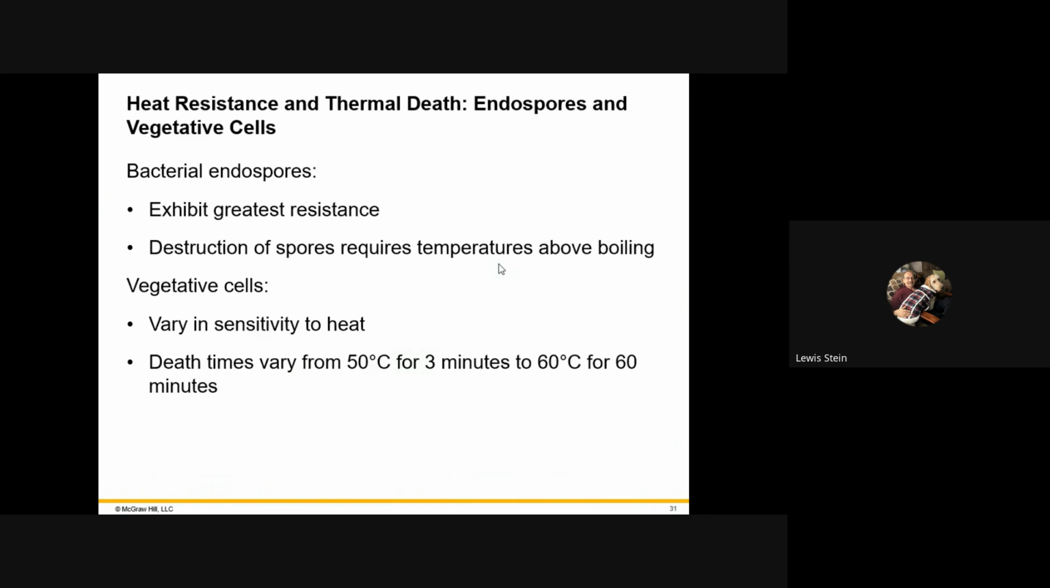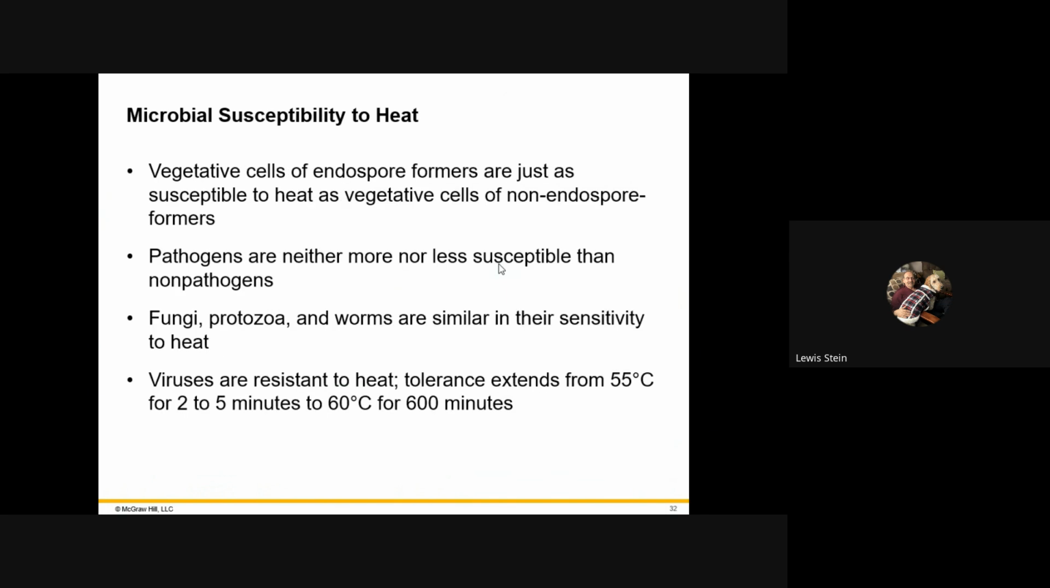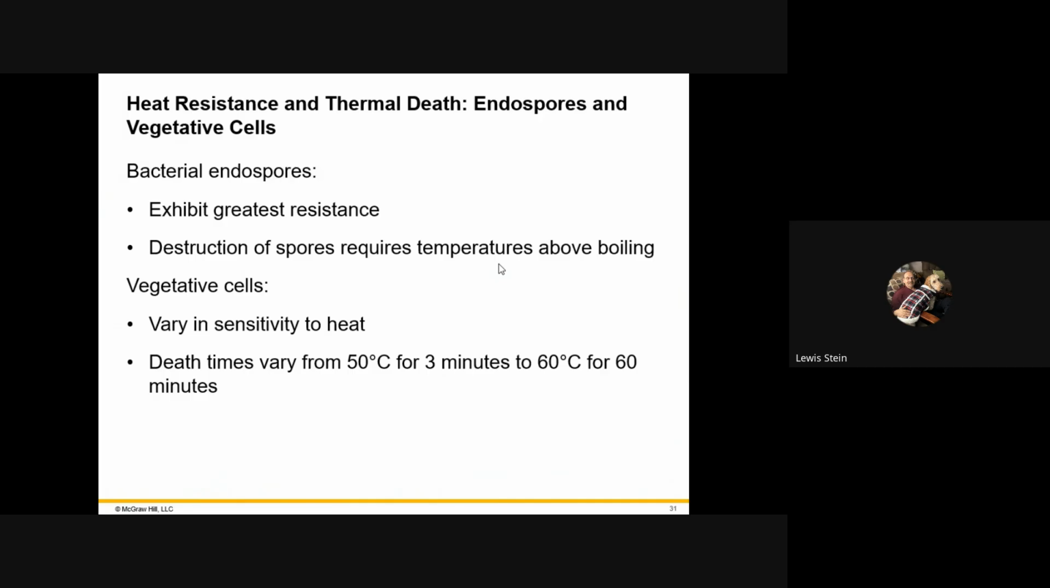And so endospores, etc. And this brings us to, I think, the last topic for the day, pasteurization. I'm going to cover it in detail, but these are the numbers.